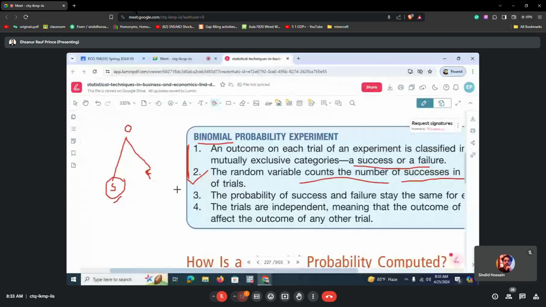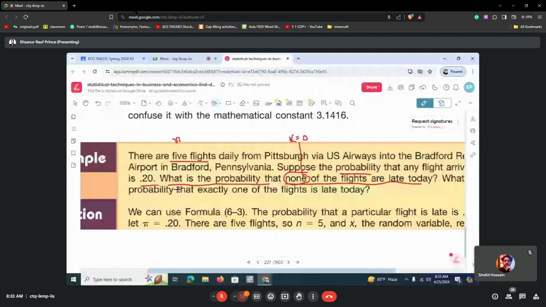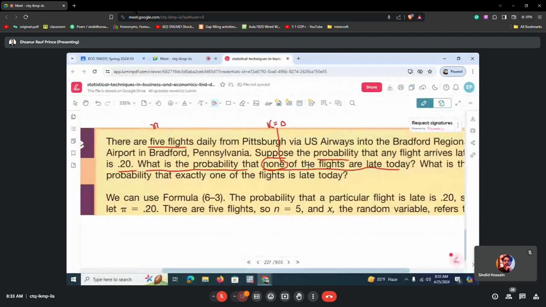Point of interest. What is your point of interest here? What is the probability that none of the flights are late today? So flights arriving late is success here. Have you understood? আমার পয়েন্ট অফ ইন্টারেস্ট মানেটাকে, যেটা আমাকে বের করতে হবে, আমার ইন্টারেস্ট কি?